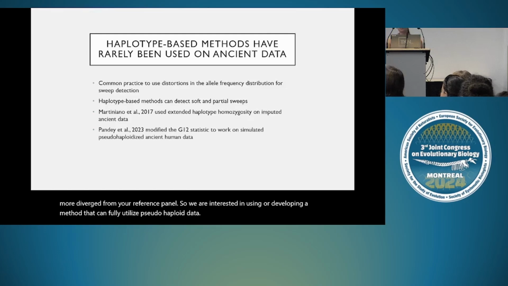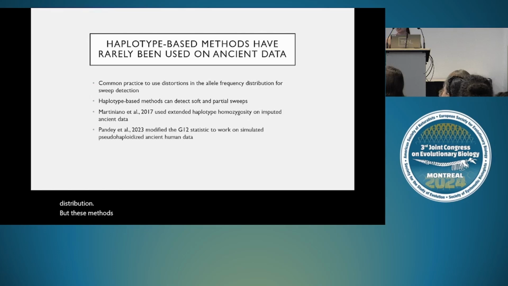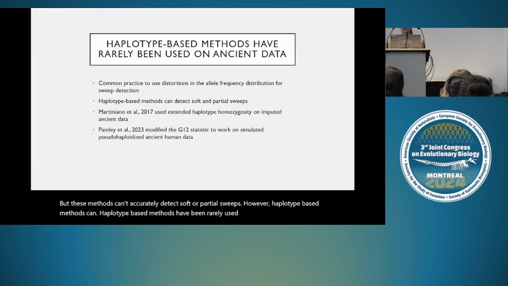In general, it's common practice to determine ancient sweeps based on the allele frequency distribution, but these methods can't accurately detect soft or partial sweeps. However, haplotype-based methods can. Haplotype-based methods have been rarely used on ancient data. To our knowledge, only 2 studies have used them.